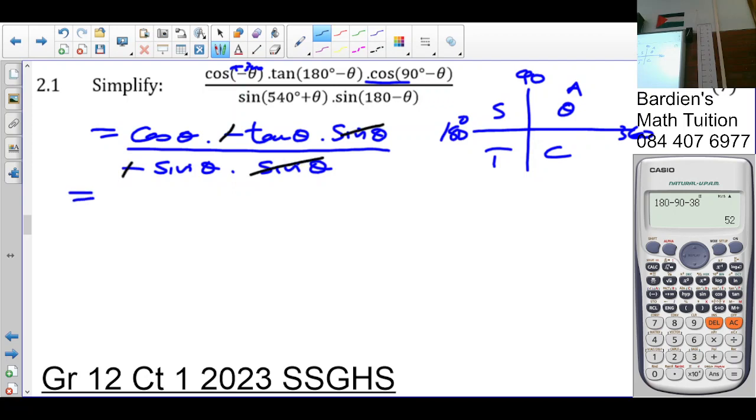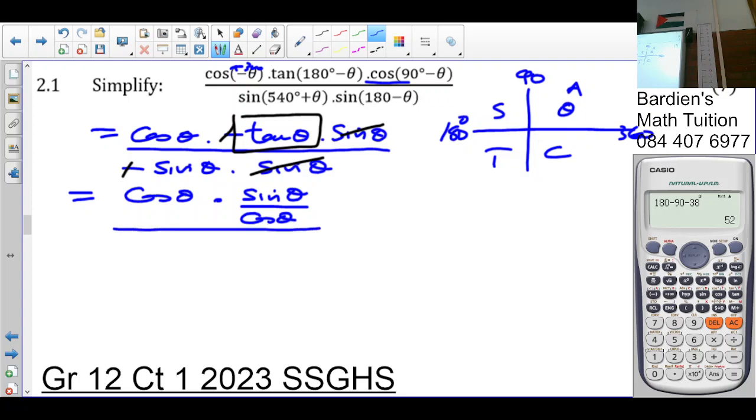Sine cancels sine. Now the tan can be written as sine over cos. So I got cos theta times sine theta over cos theta, divided by sine theta. Now of course cos cancels cos, so I'm left with sine over sine, which is 1. I'm left with 1. Okay?